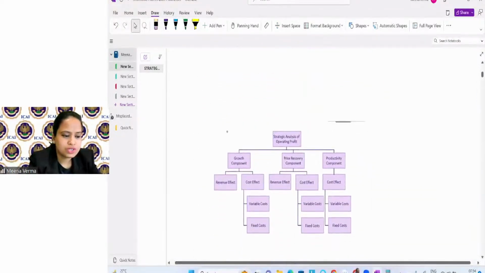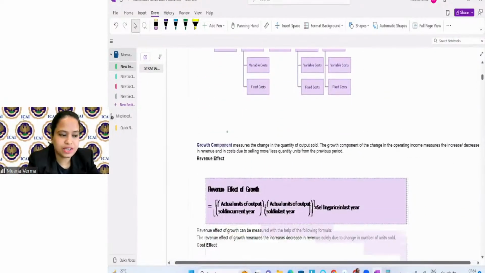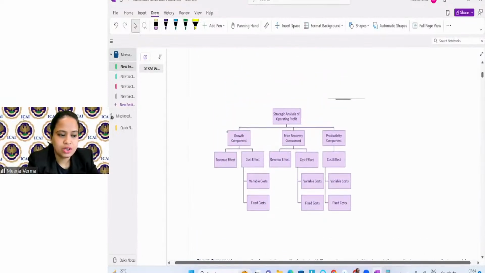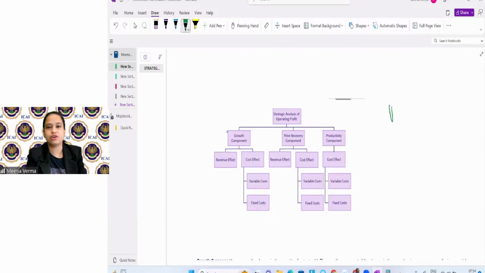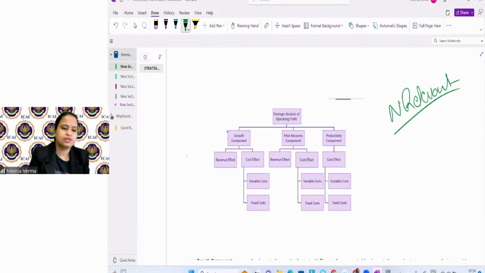So, strategic profitability analysis. Here, what is happening? Growth component, not relevant, right? If I'm saying not relevant, you can understand it's not relevant. Okay, so growth component, price recovery component, productivity component. How can you recognize growth? Revenue should be high and cost should be less. Then you can say growth is happening, right?